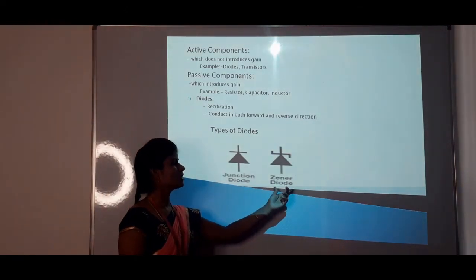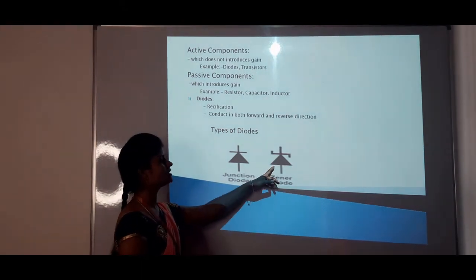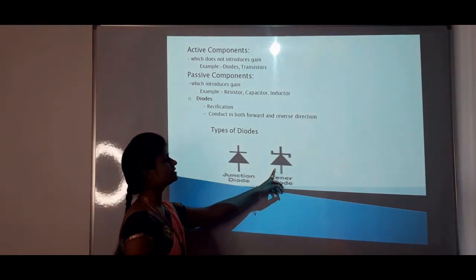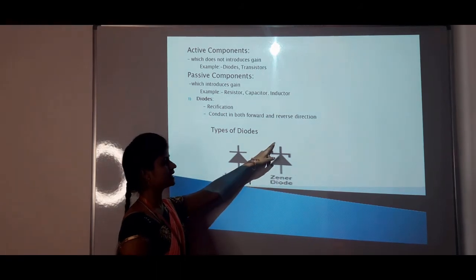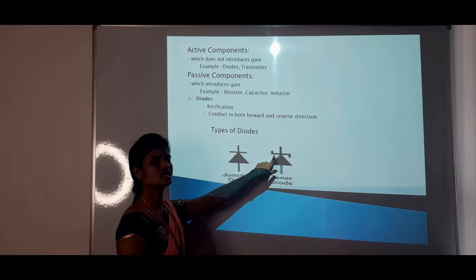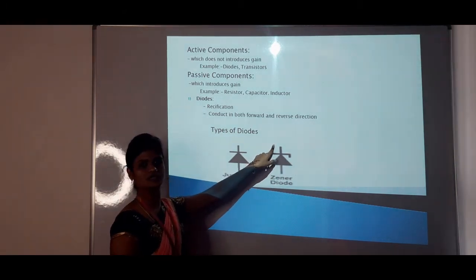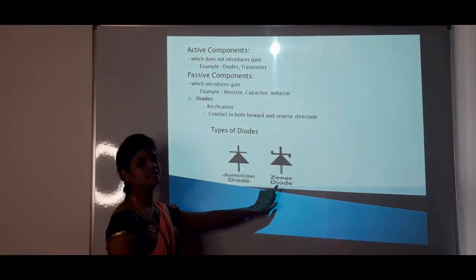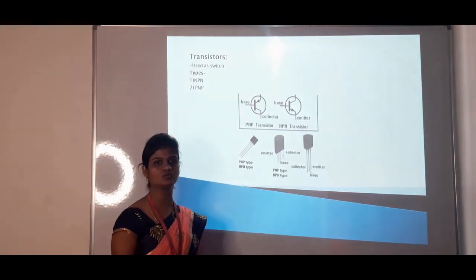Next we see the Zener diode. The symbol of the Zener diode is as shown. It consists of two terminals. First one is the anode terminal and second one is the cathode terminal. That means the terminal which is exactly opposite to this junction point is the cathode terminal. And this diode, the Zener diode, conducts in the reverse direction or the reverse bias mode.